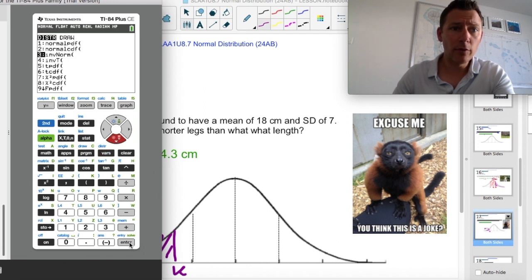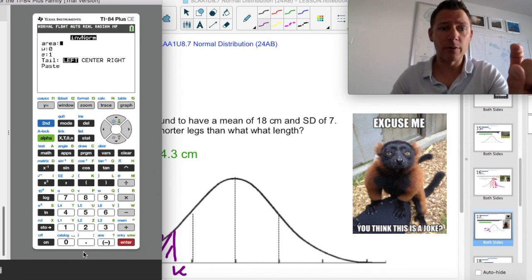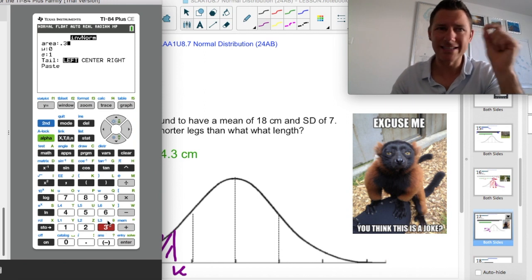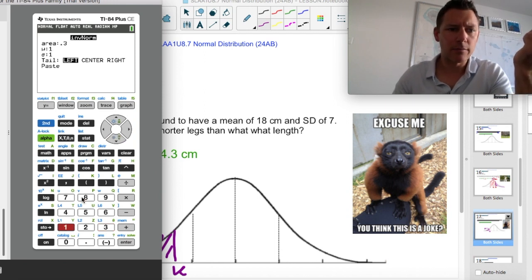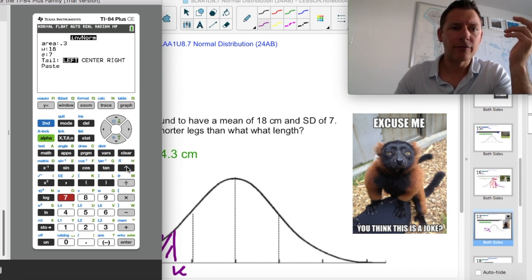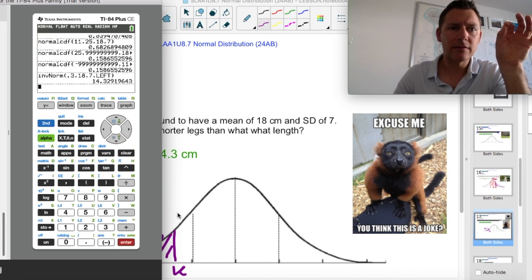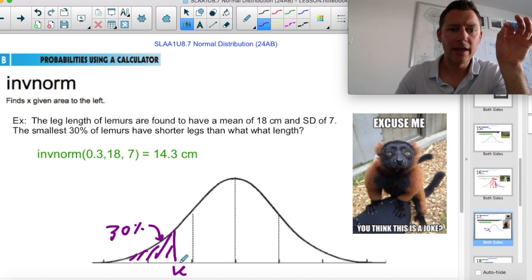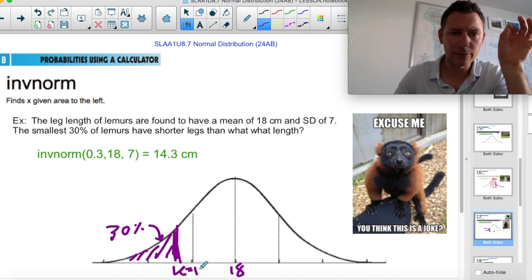Go to inverse normal. It means I'm doing it backwards. I want the area to be 30%, has to go in as a decimal. Percentage, same mean and standard deviation. Left, right, center, I think leave it left. I think most of yours won't have this in here. And so this is 14.3. That means this location, the middle was 18. This spot is at 14.3, where you get a boundary of 30%.